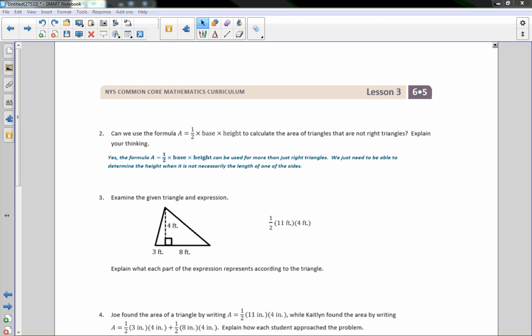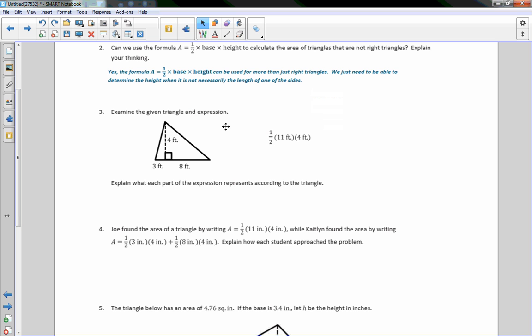The formula A equals 1/2 times base times height can be used for more than just right triangles. We just need to be able to determine the height when it is not necessarily the length of one of the sides. Okay? Number 3, examine the given triangle and expression. Explain what each part of the expression represents according to the triangle.